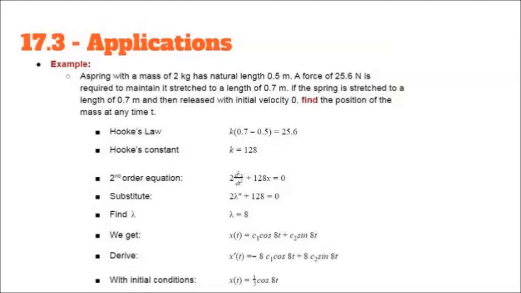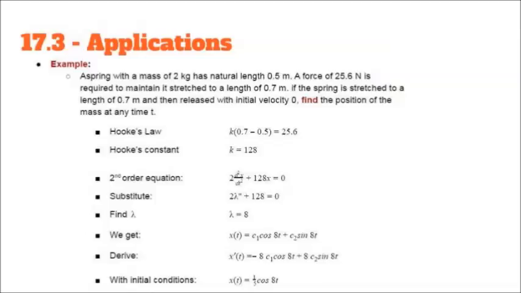A spring with a mass of 0.2 kilograms has a natural length of 0.5 meters. A force of 25.6 newtons is required to maintain it stretched to a length of 0.7 meters. If the spring is stretched to a length of 0.7 meters and then released with an initial velocity of 0, find the position of the mass at time t.